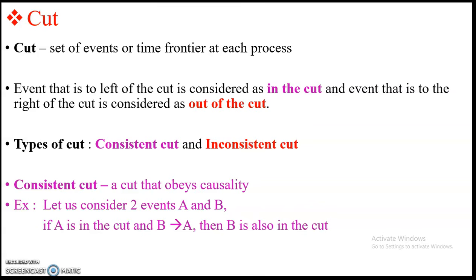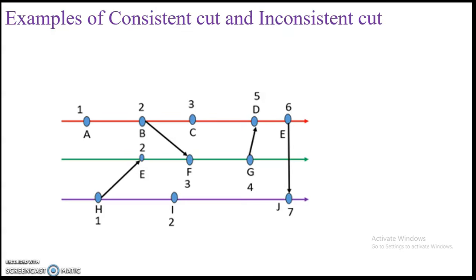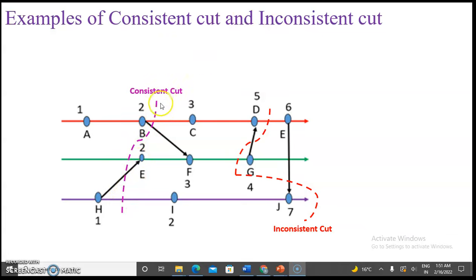So let us consider an example. Let us consider two events A and B. If A is in the cut and B has happened before A, then B is also in the cut. Now just look at this example. This is where the events are taking place, and all of them are ordered with the help of the Lamport logical clock. Now this is the cut that has been taken. Consider this cut. The events that are to the left are inside the cut. The events to the right are outside the cut.